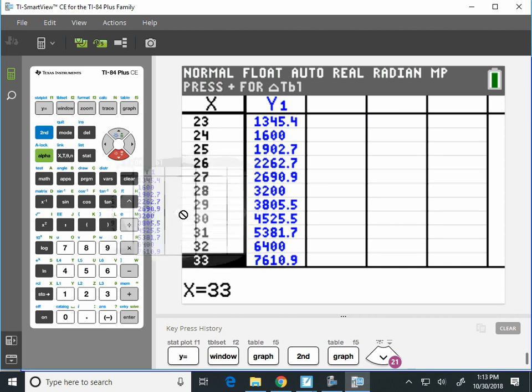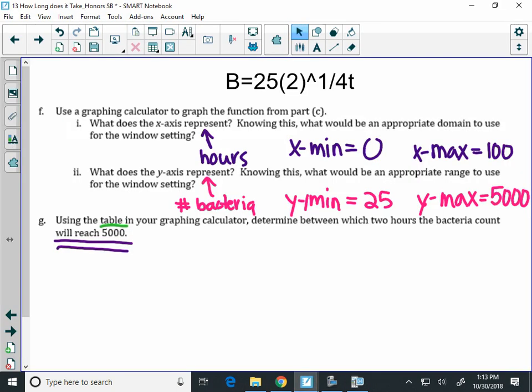Oh, I used to be able to write on this. That's sad. Oh well. Between 30 and 31 here, I go from 4,500 to 5,300. So between 30 and 31 hours.